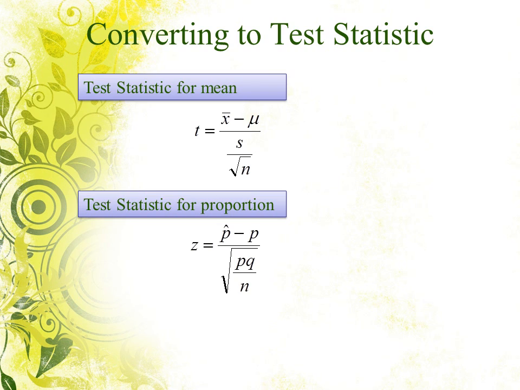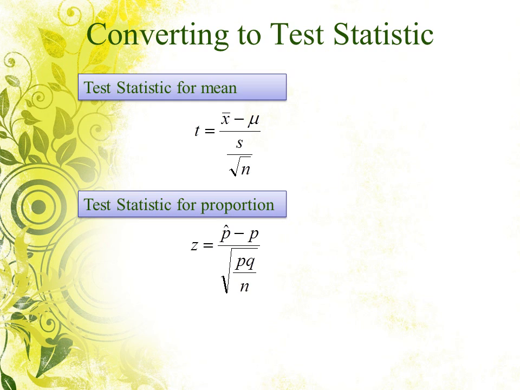So we'll have a sample mean, and we'll have the population mean from our null hypothesis. And we'll have our sample standard deviation, which will take the place of S. And we'll have the square root of n, of course, n being our sample size. For our test statistic for a proportion, p hat is our proportion from our sample.